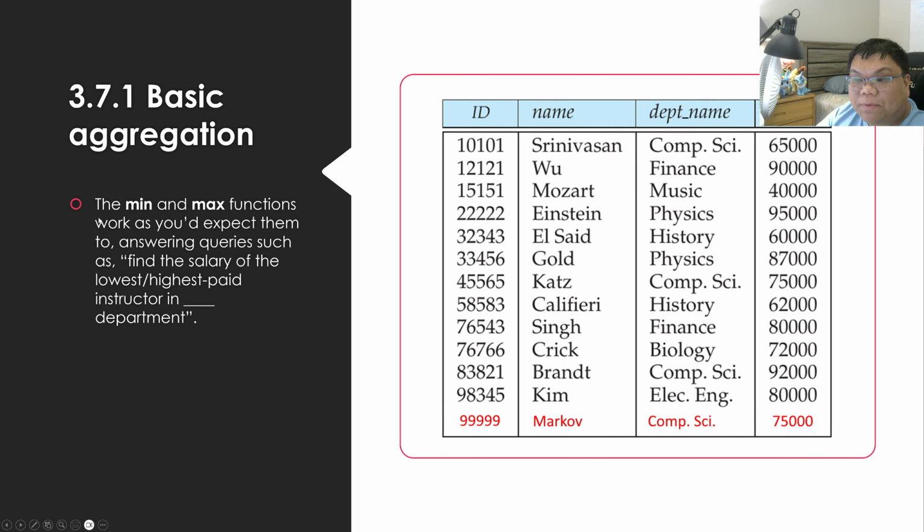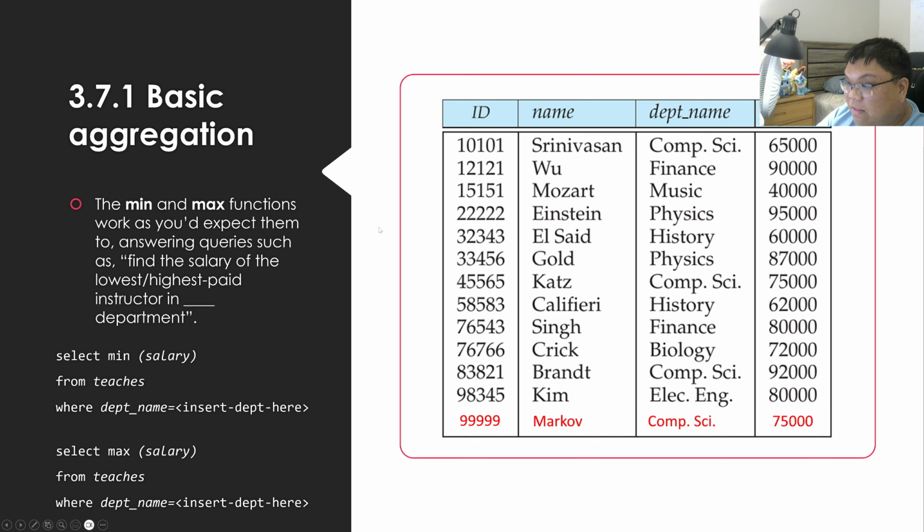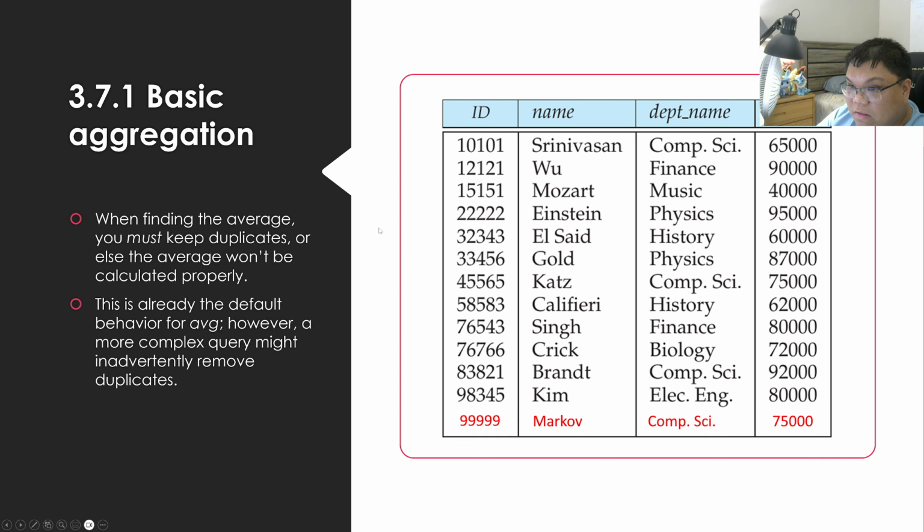The min and max functions work exactly as you would expect them, such as find the salary of the lowest or highest paid instructor in such and such department. When finding the average, you must keep duplicates. Otherwise, the average won't be properly calculated. This is already the default behavior of average, however, but a more complex query might inadvertently remove duplicates.